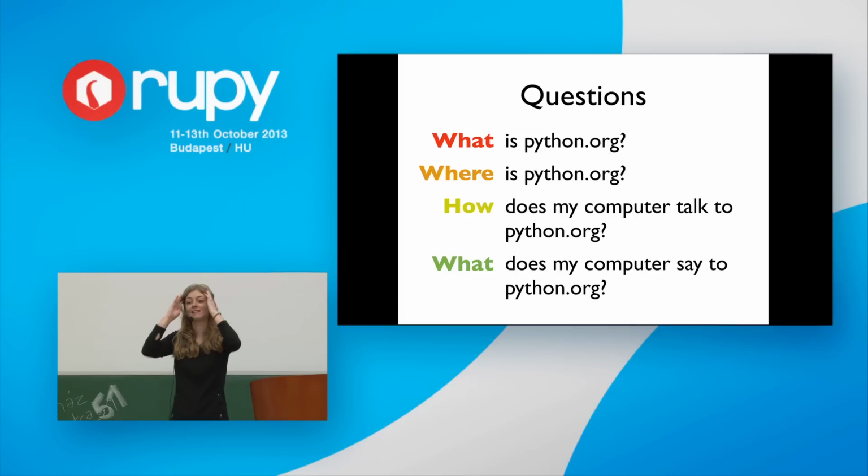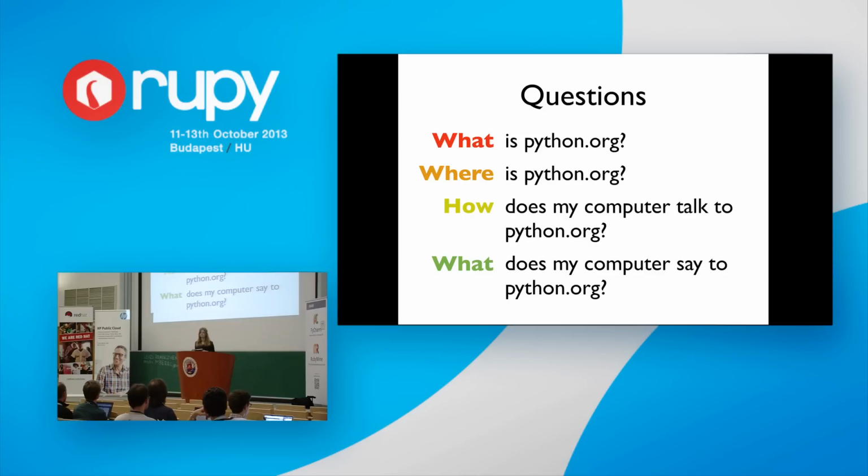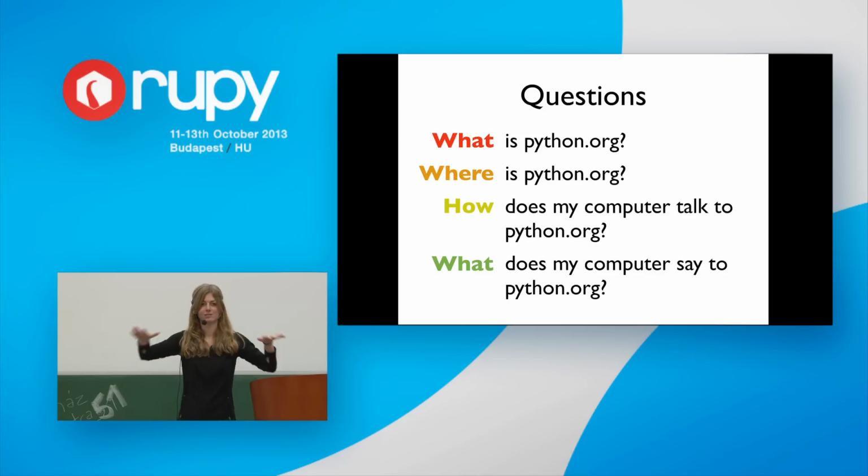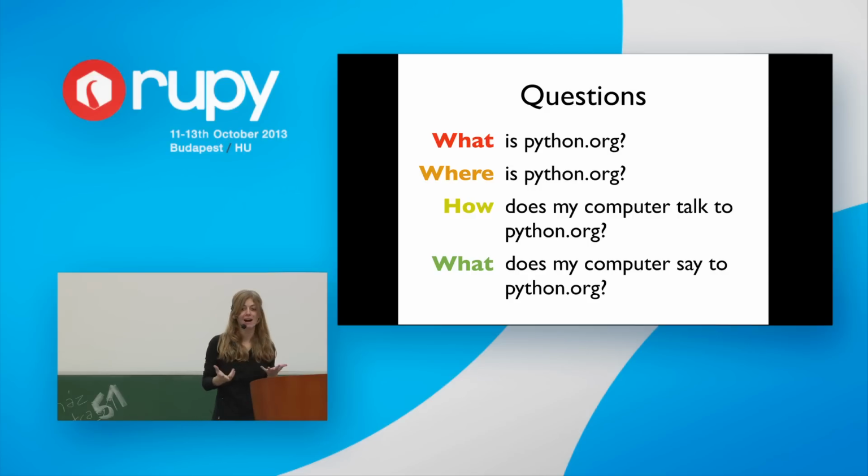And I'll argue that this is at least 4 different questions. So one question is, what is python.org? Like, conceptually, physically, what is python.org? Another question is, where is python.org? Out there in the universe, where is it? How does my computer talk to python.org? And once they're talking, what does my computer actually say? So let's try to answer each of these questions in turn.